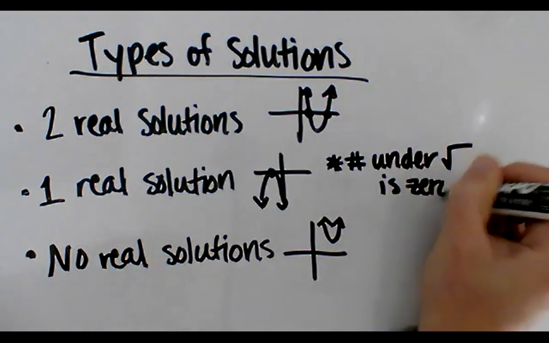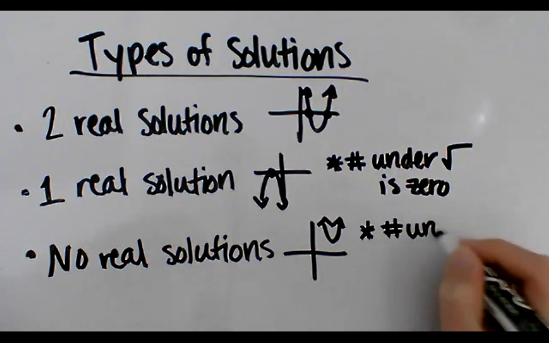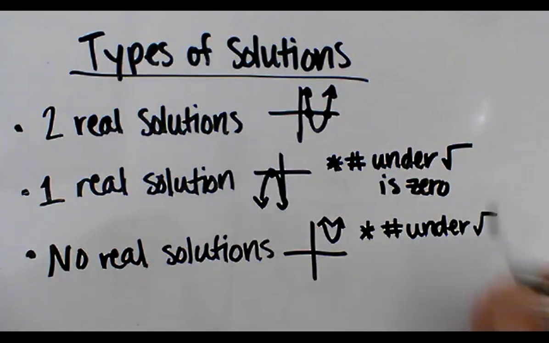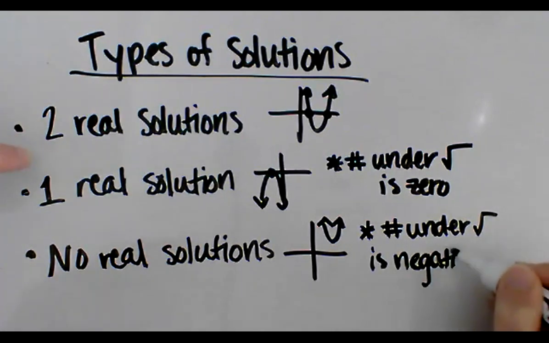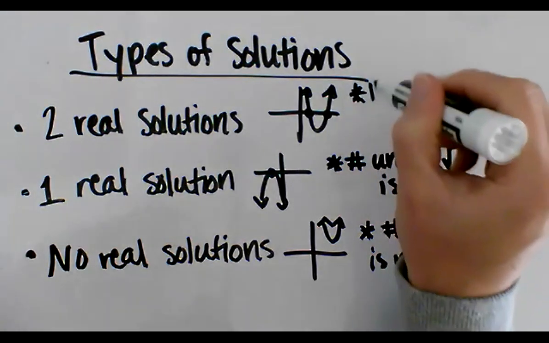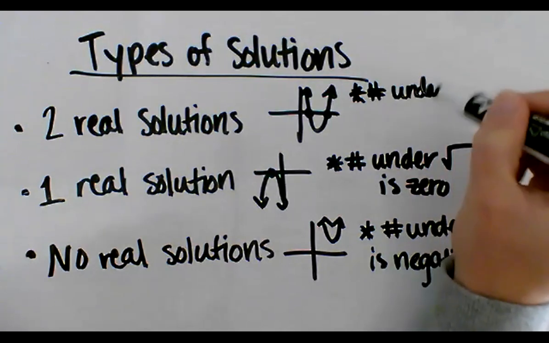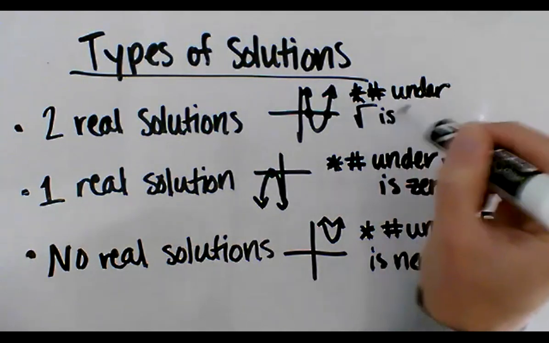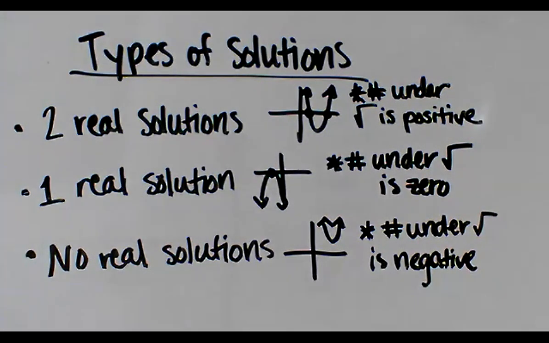And no real solutions happen when the number under the square root is negative. 2 real solutions just happens anytime we're taking the square root of a positive number, because we know that when we take a square root, we always get a plus and a minus. So number under the square root is positive. So that pretty much wraps up what we need to know about the quadratic formula.